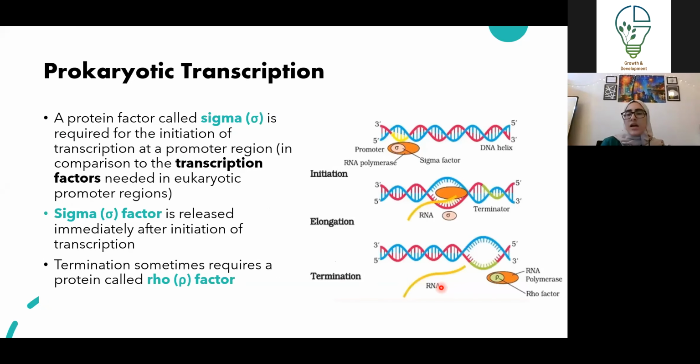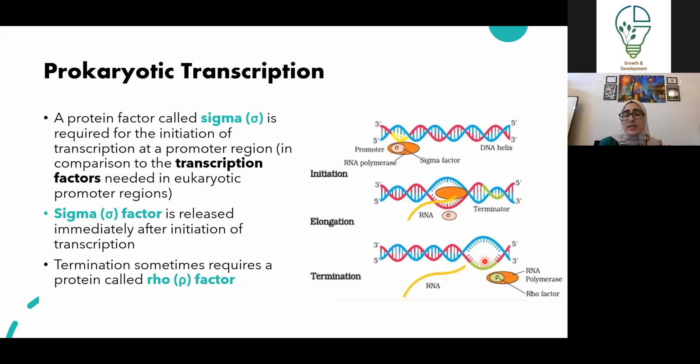Okay. This is probably one of the last few slides. In prokaryotic transcription, you need a couple of things. Instead of having promoters or enhancers or transcription factors, what you need is something called a sigma factor. A sigma factor is kind of like the promoter region for a prokaryote, and as soon as the initiation occurs, the sigma factor is released.